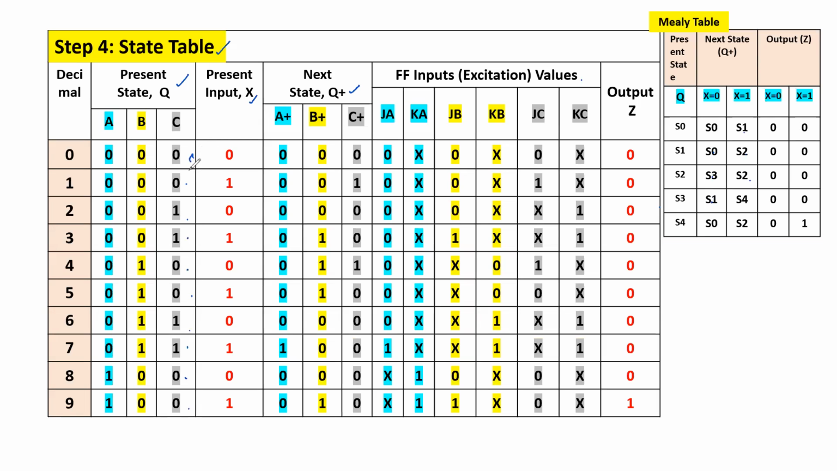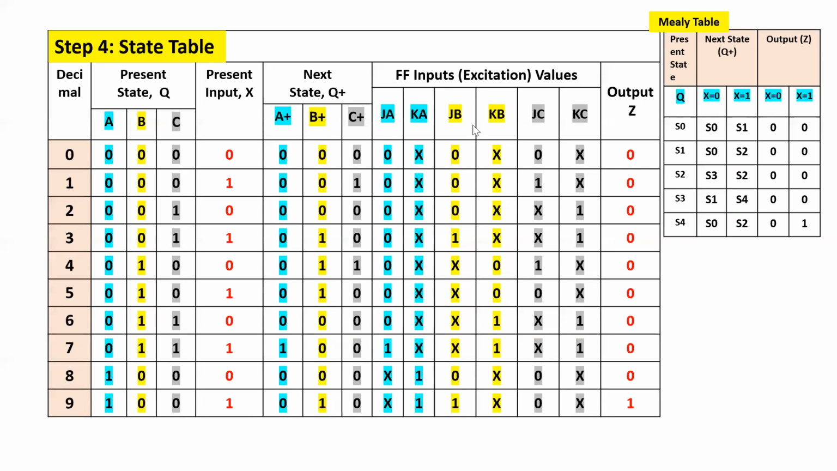Okay, S0 for x equal to 0 and x equal to 1. Next, S1 for x equal to 0, x equal to 1. Similarly, S2. This is S3. This is S4. Okay. Next, we should write these values in a sequential manner: S0, S1, then S0. Next, S2, next S3, next S2, next S1, next S4, next S0, next S2. In this way, you should fill all these columns.